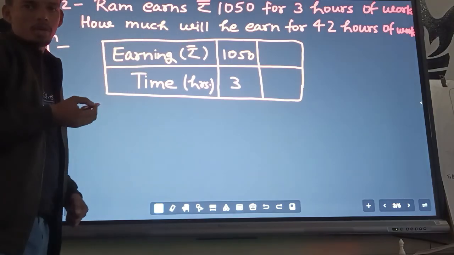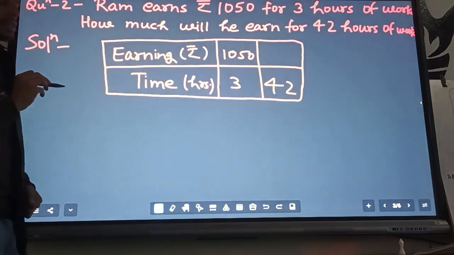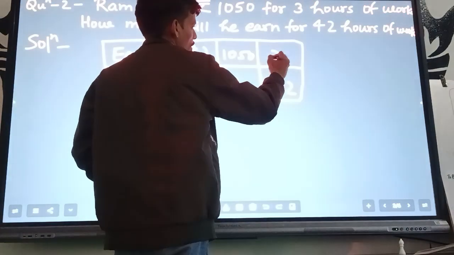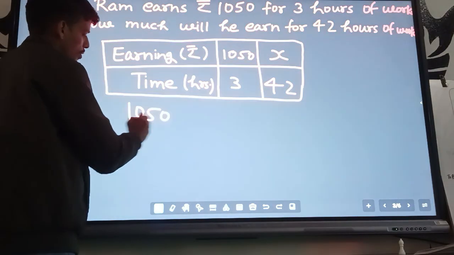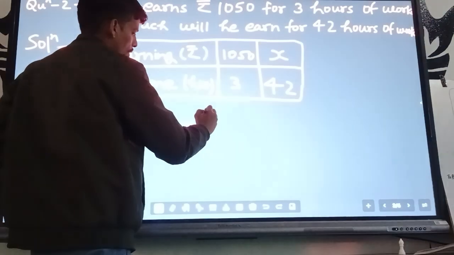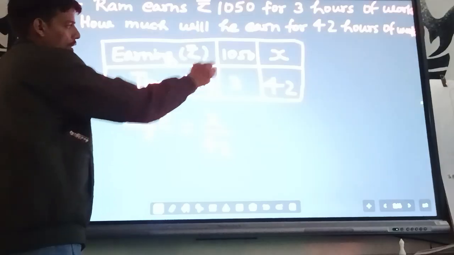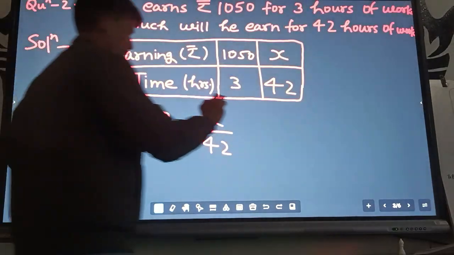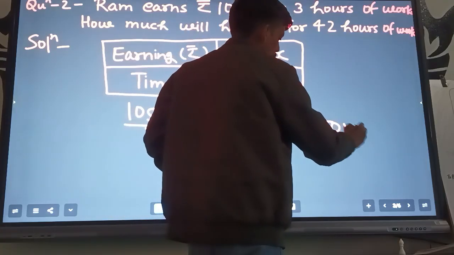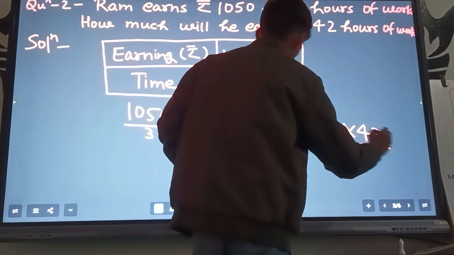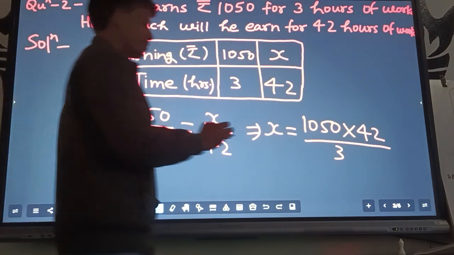Now he is earning for 42 hours. The next time is 42, and we will find his earning. So we take a variable x, y, z, any value. So 1050 upon 3 equals x upon 42. Now x equals 1050 into 42 upon 3.